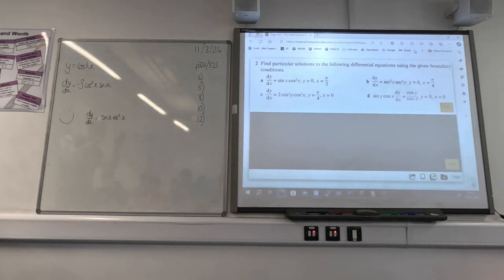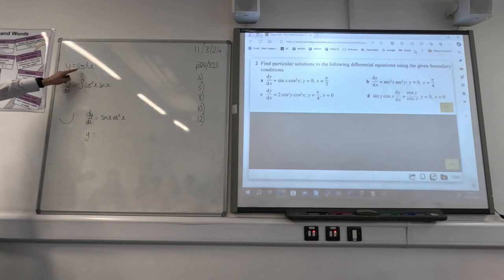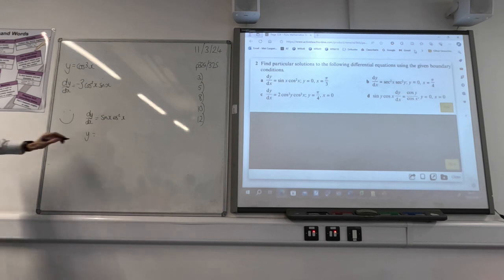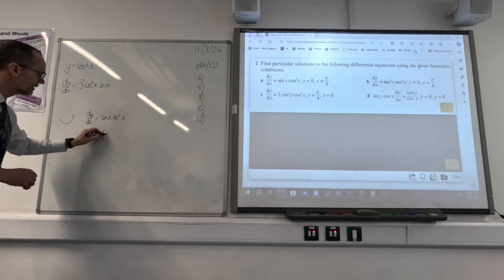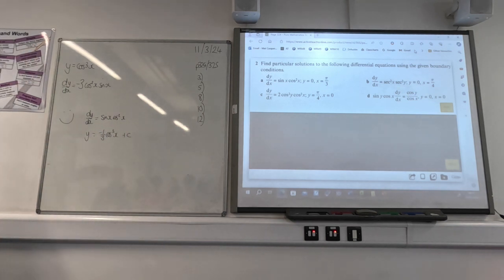So solving that differential equation just requires me to integrate. And I wish I knew how to integrate that. Oh, hang on a minute. Well, if I was asked to integrate that, the answer would be cos cubed x. So it must be minus a third cos cubed x plus c, which, if you remember, we call a general solution.